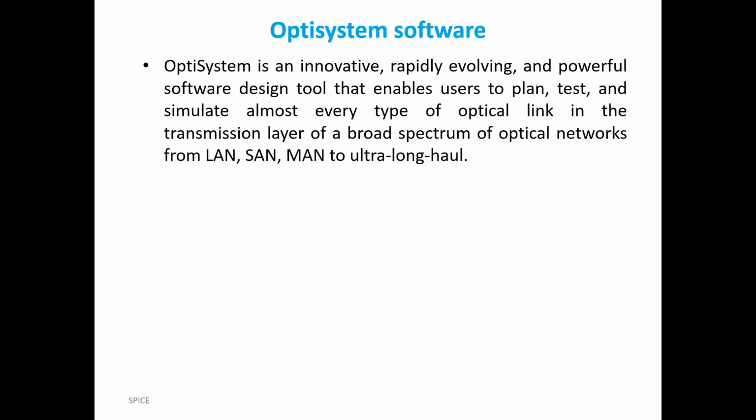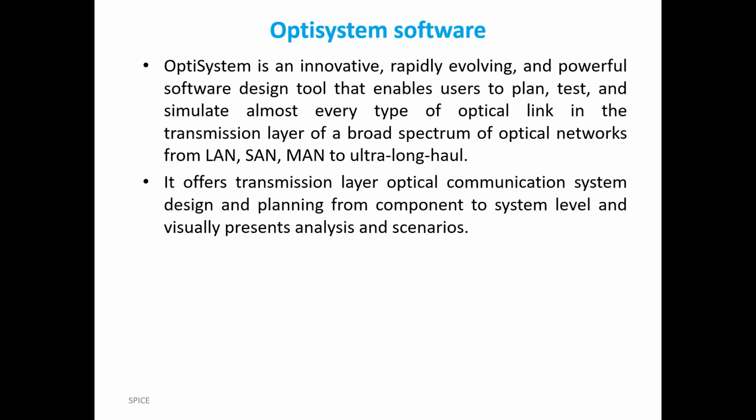So what is Optisystem software all about? Optisystem software is an innovative, rapidly evolving and powerful software design tool that enables us to plan, test and simulate almost every type of optical link in the transmission layer of a broad spectrum of optical networks, from local area network, SAN, MAN to ultra long haul. It offers transmission layer optical communication system design and planning from component to system level, and visually presents analysis and scenarios.